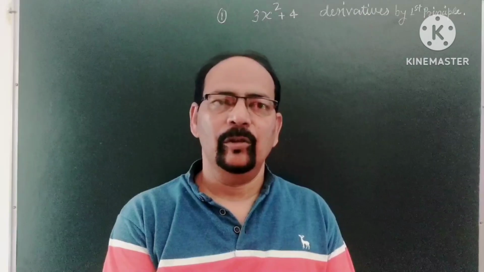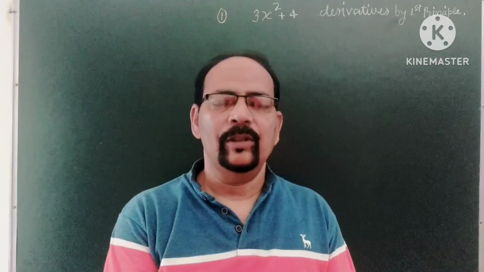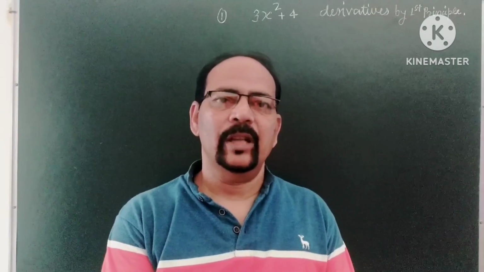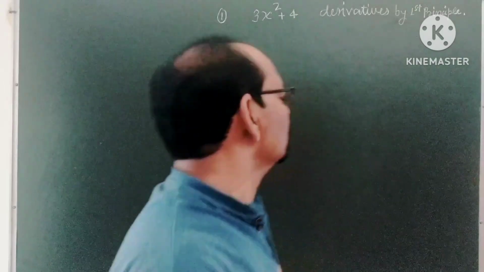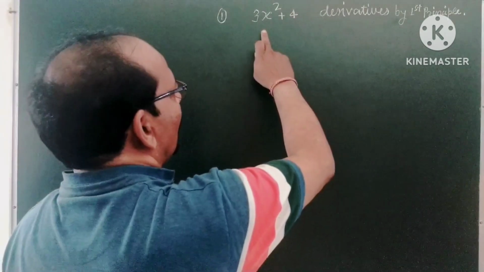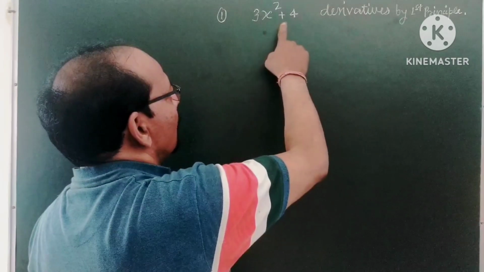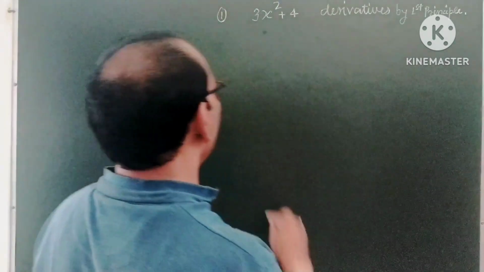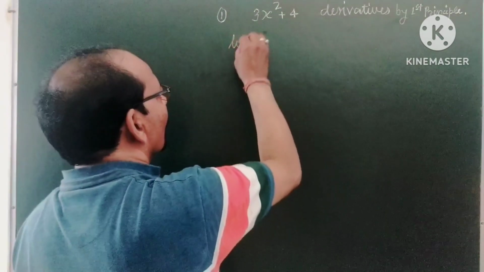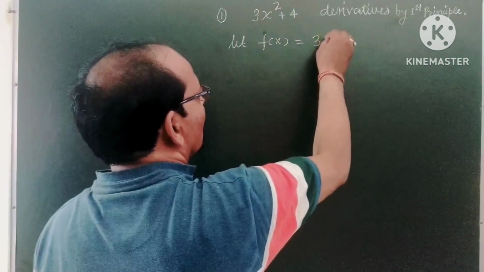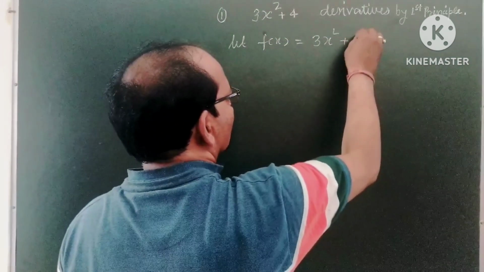This is my second video on derivatives, and I will solve some questions with the help of the first principle formula of derivative. The first question is: find the derivative, meaning differentiation, of 3x square plus 4. First we let f(x) is equal to 3x square plus 4.